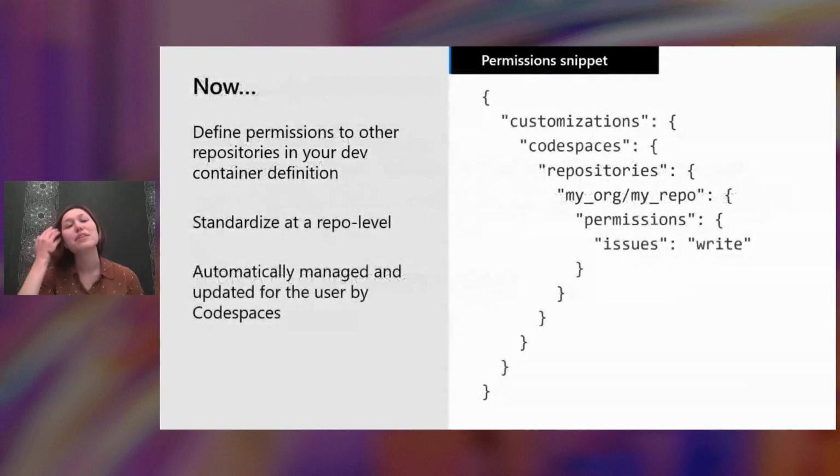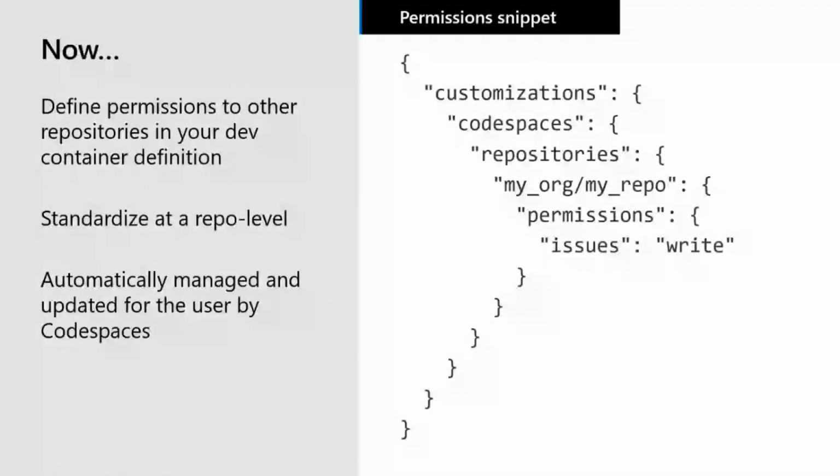So now what we've done is we're allowing you to define permissions that you need to other repositories in your dev container definition. So now instead of an individual user having to go and create that access token, you can standardize these permissions at the repository level and allow every person who is creating a code space from that repository to benefit from these automatically requested permissions.